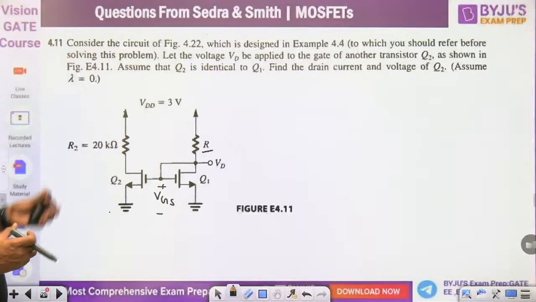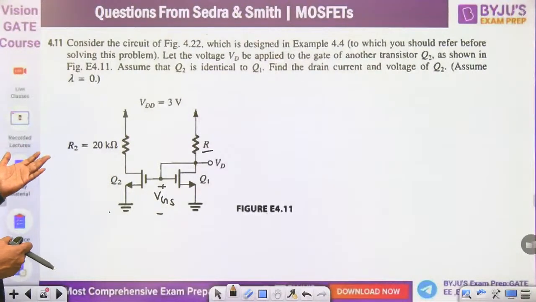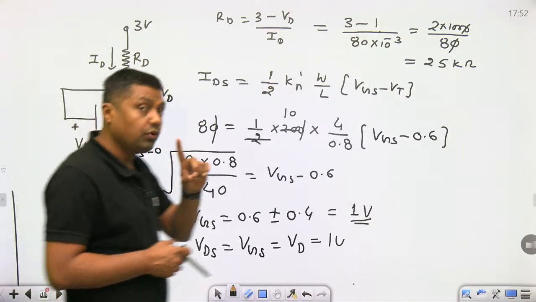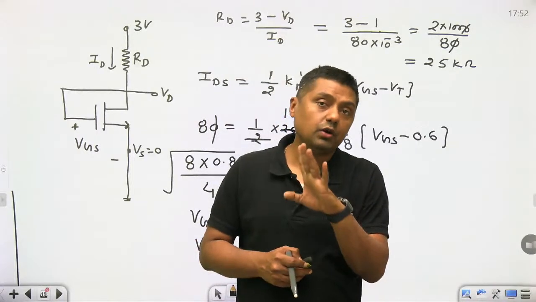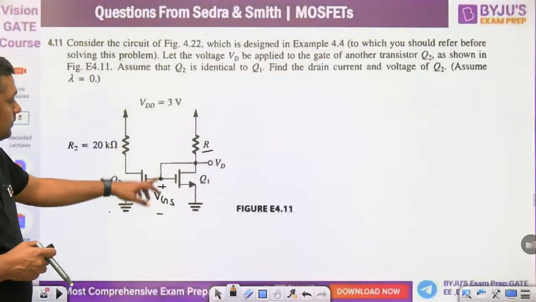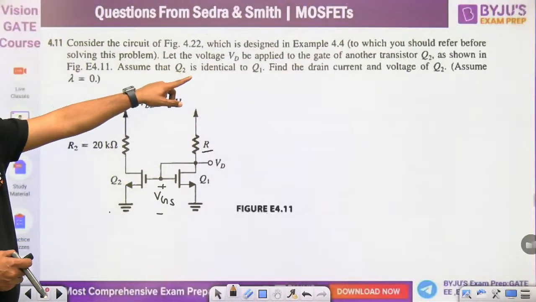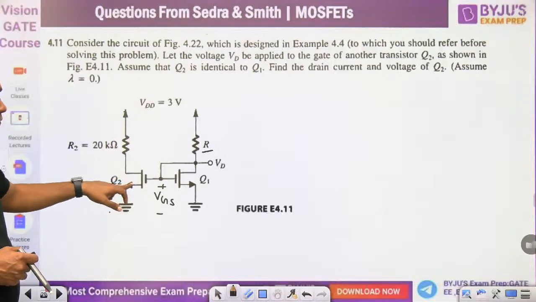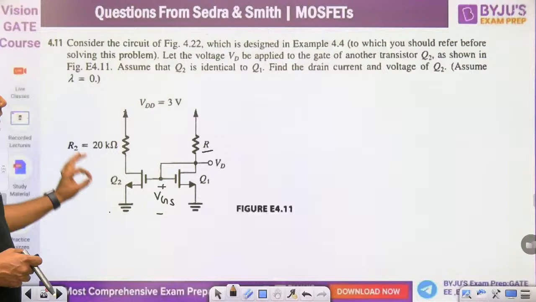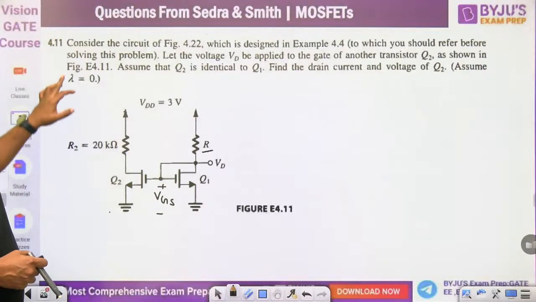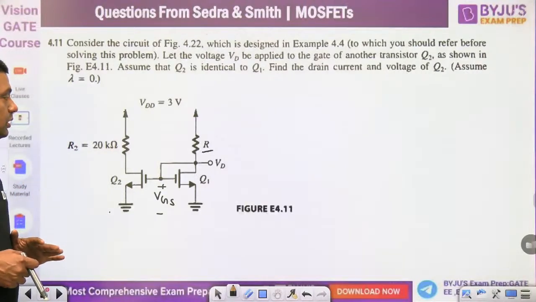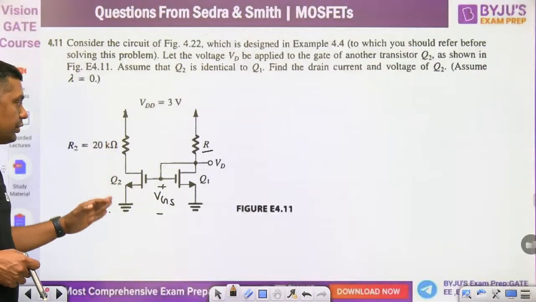Consider the circuit of figure 4.22 as designed in example 4.4. That is, the circuit is designed. What was the value of VD here? Already we have found VD is 1 volt. Now this VD is applied to the gate of another transistor Q2. This means VGS will become 1 volt, and the threshold voltage is 0.6 volt. Assume that Q2 is identical to Q1. Find the drain current and voltage of Q2.